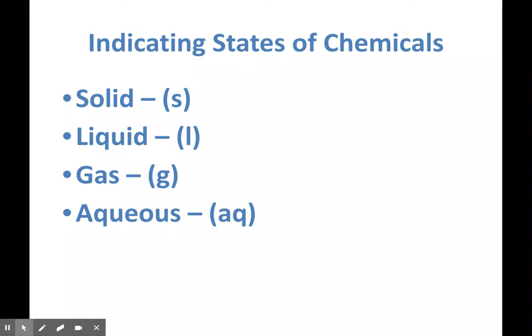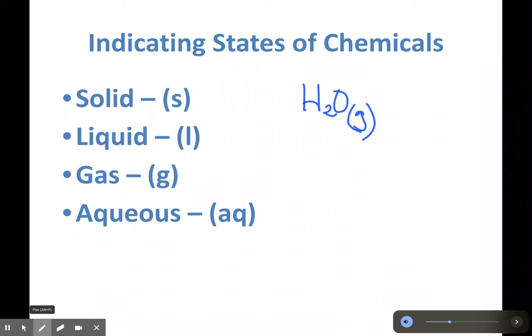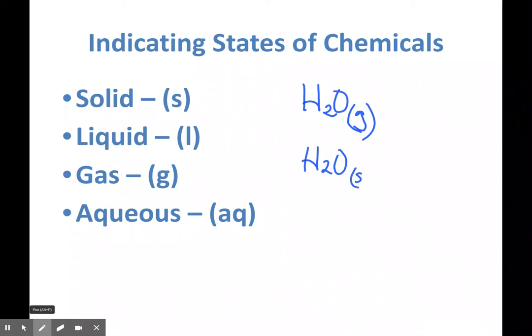Some symbols that you may see in parentheses tell you what state the substance is. Let's say I see H2O written, and then there is a little (g) in parentheses after that. That just means the water is a gas. Maybe I have H2O, and then I have an (s) after it. That means my water is a solid, or ice.